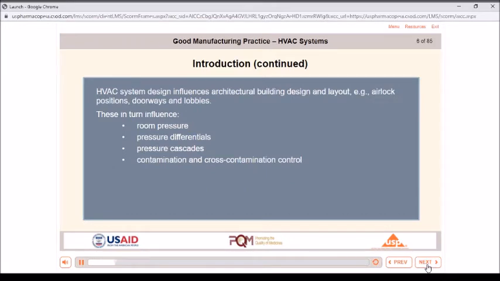Introduction continued. HVAC system design influences architectural building design and layout, for example airlock positions, doorways, and lobbies. These in turn influence room pressure, pressure differentials, pressure cascades, and contamination and cross-contamination control.